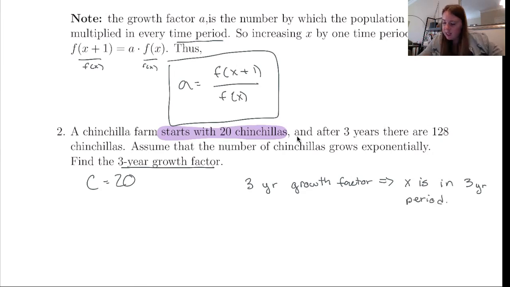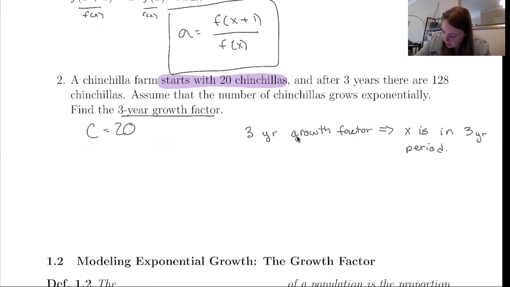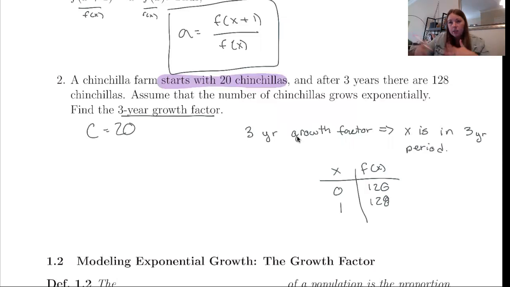Okay. So it says after 3 years, you're like, oh, I'm going from 0 to 3. No, I'm going from 0 to my next time period, which is 3 years. Okay. So it'll basically be like, oh, here's X, here's f of X, and it would be like 0, 1, 20, 128. Because remember, X is in time periods. Ta-da. Okay. So find the 3-year growth factor.